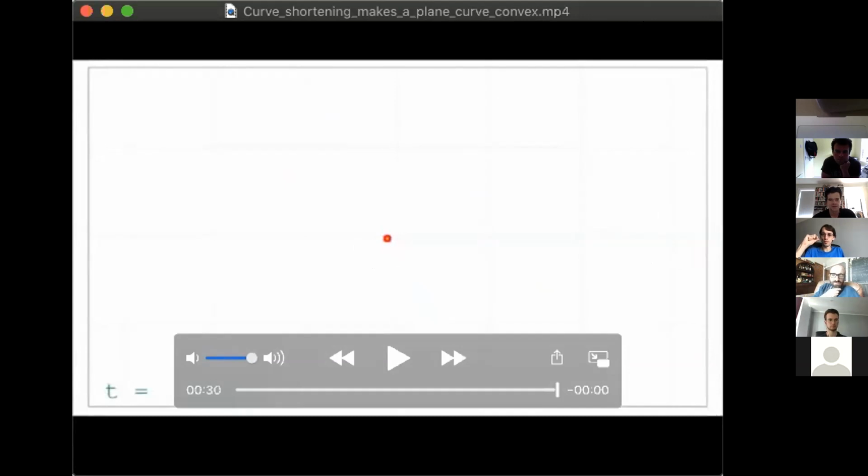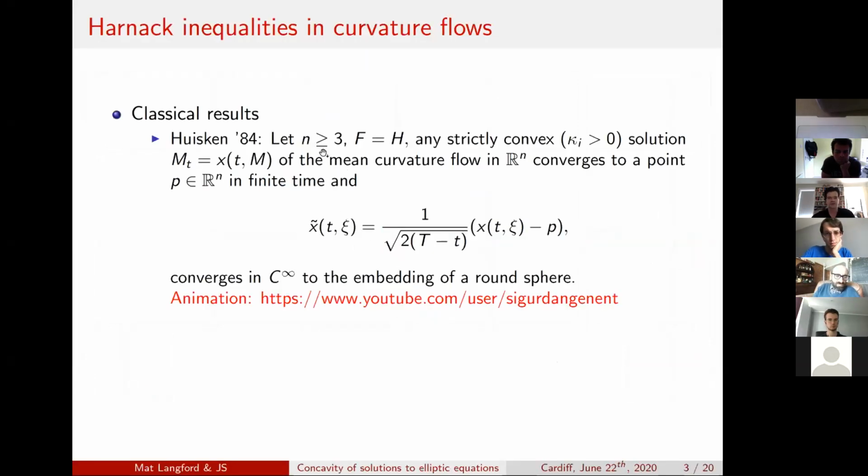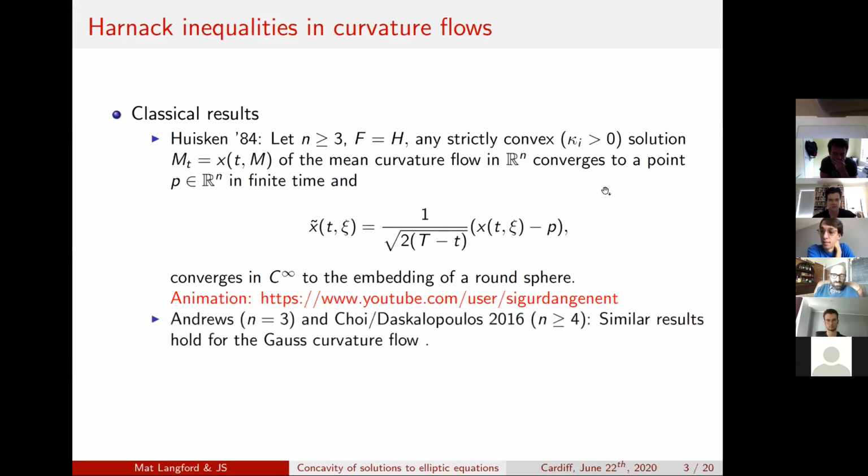Okay, let me switch back to the other screen. So the animation was for one-dimensional curves. This result by Huisken is for higher dimensional surfaces, and you need a much stronger assumption here. You need strict convexity in order to avoid singularities. You will see a picture on the next slide on how to imagine why you need an assumption like this. But first, let me mention a few other results in the same direction.